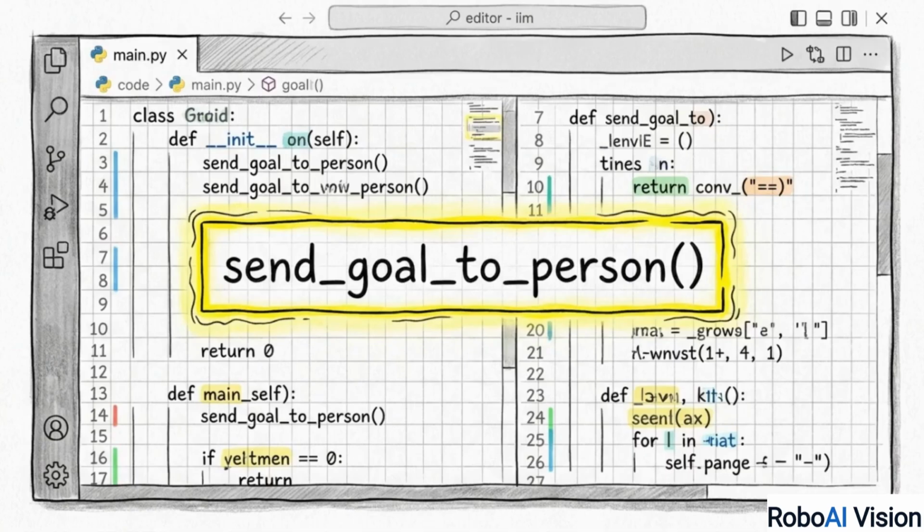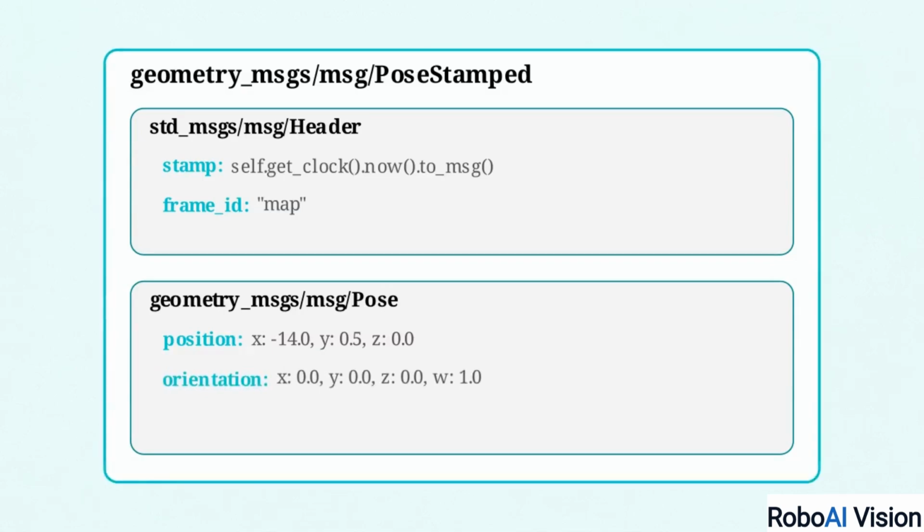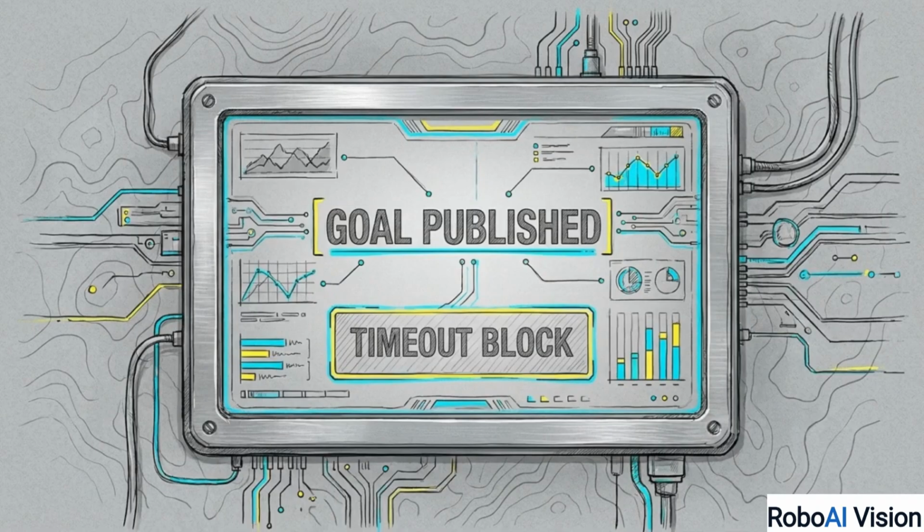Once the 5-second condition is satisfied, the perception node triggers its final operational function: send_goal_to_person. This diagram shows how the alert is packaged into a ROS2 PoseStamped message. The node attaches a timestamp, assigns it to the map frame, and embeds the target coordinates. A 15-second cooldown timer activates, preventing the node from spamming the network with duplicate goals.